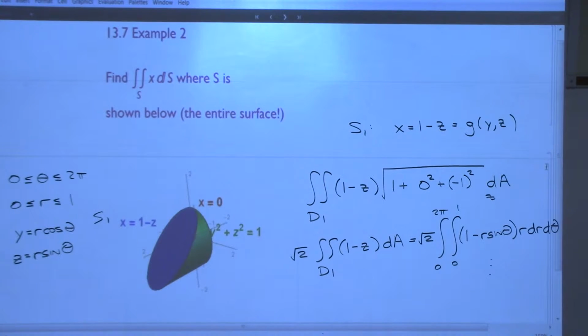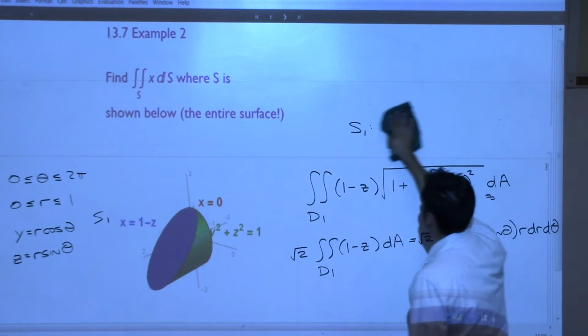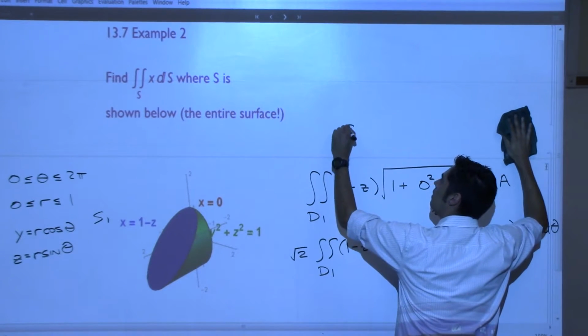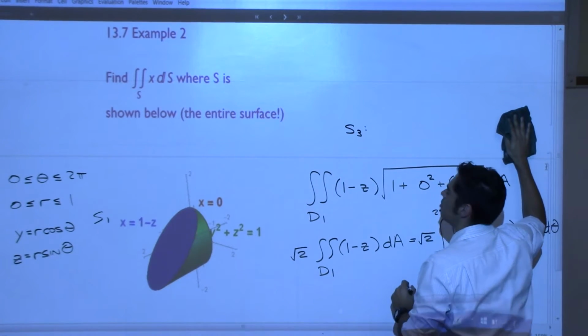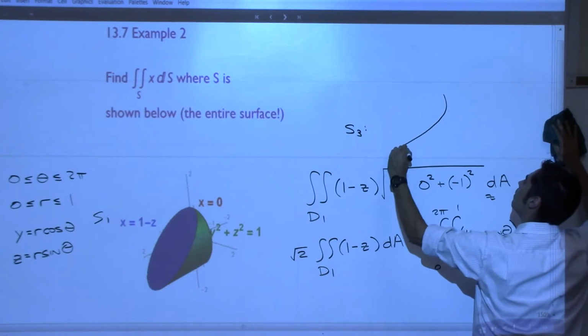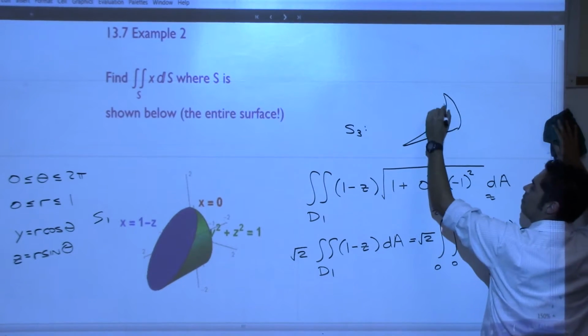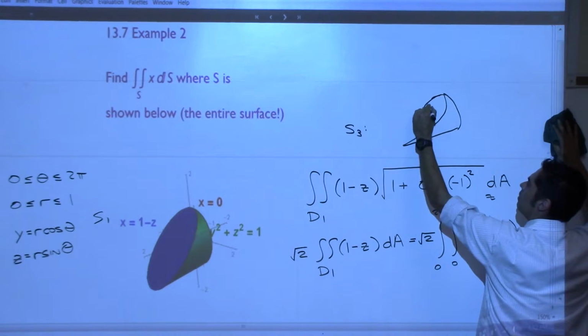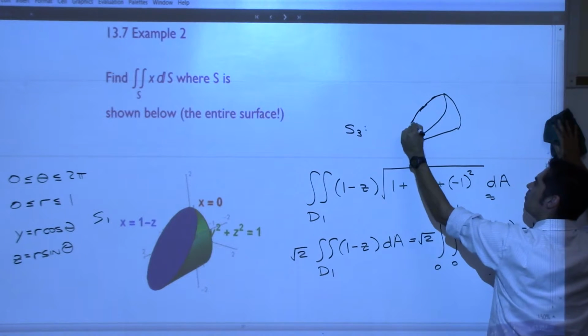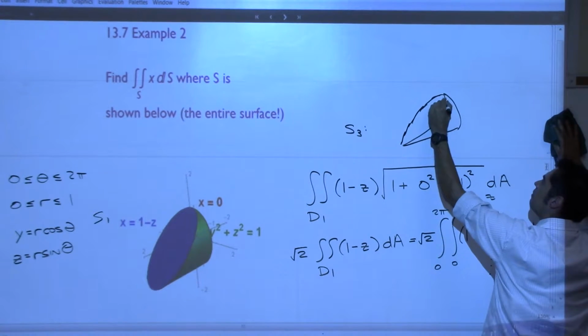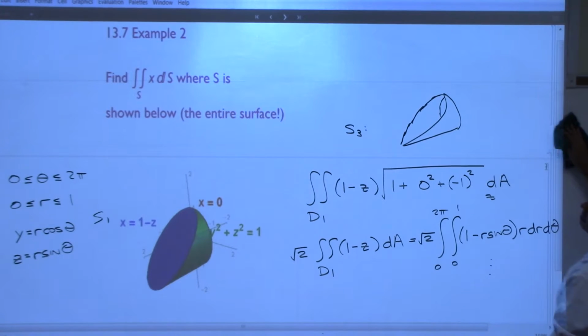All right, that's S1. We still have S3. Now look at S3, which kind of looks like this. Not too bad. It's not so bad, right? S3? It's pretty good.